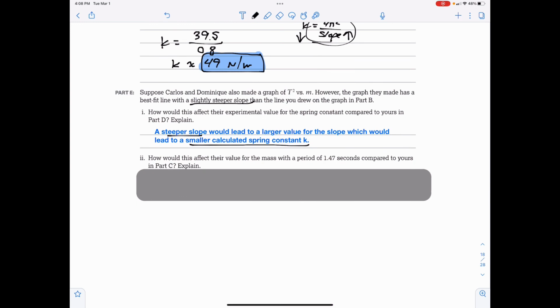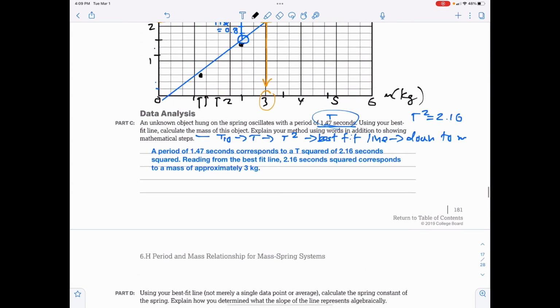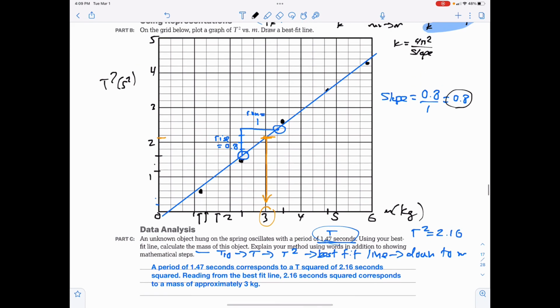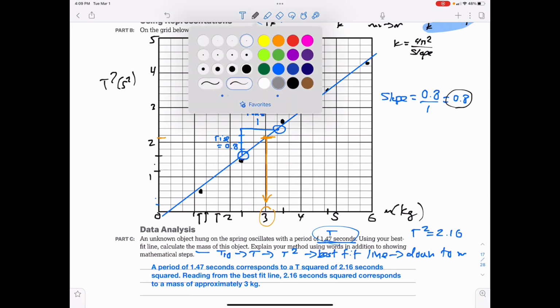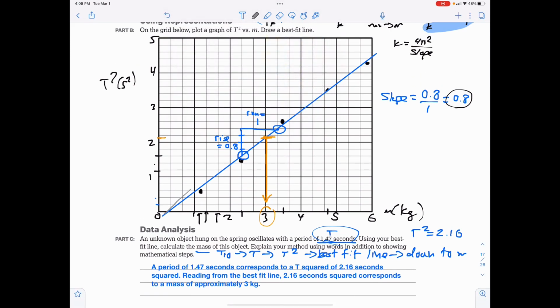How would this affect their value for the mass of a period 1.47 compared to your answer in part C? Well, if you had a steeper slope, I'm going to draw another line here. We'll do gray. Say our slope was a bit steeper, like that. You can see 2.16 would now mean somewhere over here, which corresponds to a lower mass.